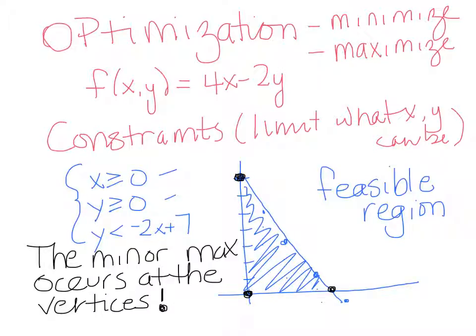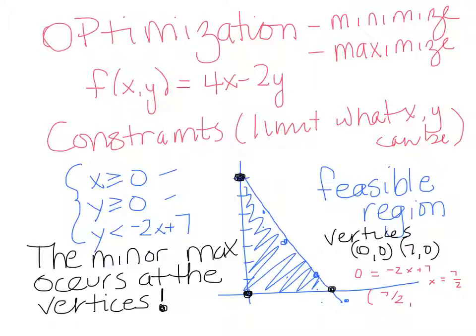So remember how we found vertices before. My vertices were, in this case, 0, 0. Then I've got the what, 7, 0. And I've got to find this one. So let me work on that one. Okay, so that last vertex is 7/2, 0. Alright, so there are my 3 vertices, and let me show you what I'm going to do with those on the next slide.